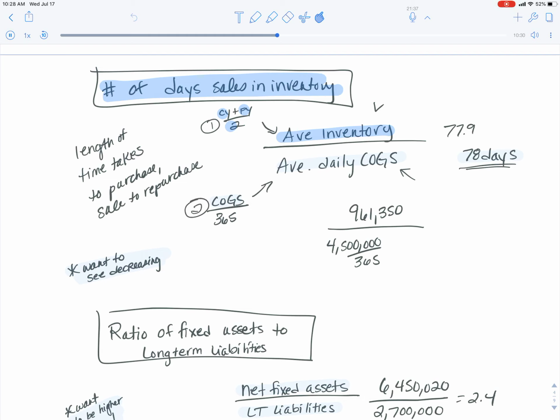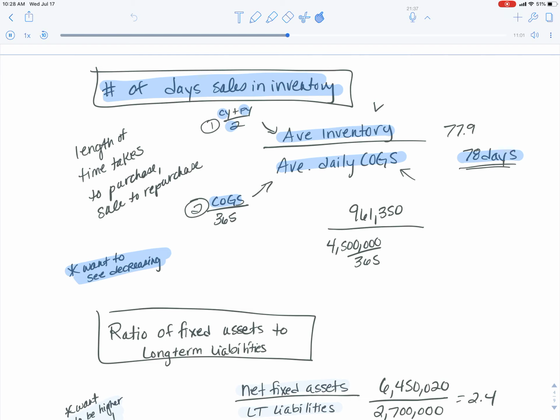Here we rounded up the answer to 78 days. So we really want to see this number over time. We want to see this number decreasing. And this is measuring the length of time it takes to purchase, then sell, and then repurchase inventory. So it's our inventory cycle.